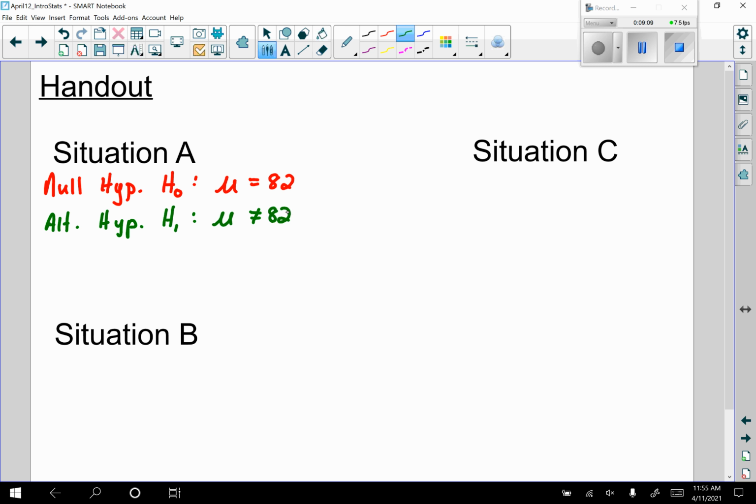Because it was asking, will the pulse rate increase, decrease? So change in some direction, but the direction could be greater than or less than. So we would just say that it would not equal 82. And because there's two sides to this, we're going to also refer to this as a two-tailed test, since the possible side effects of the medicine could be to raise or lower the pulse rate.